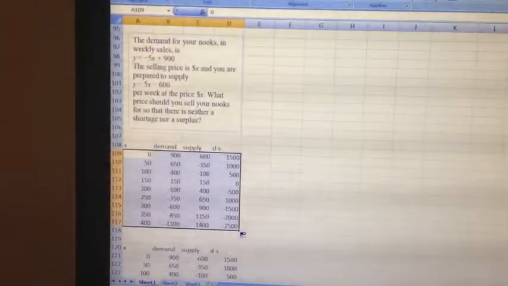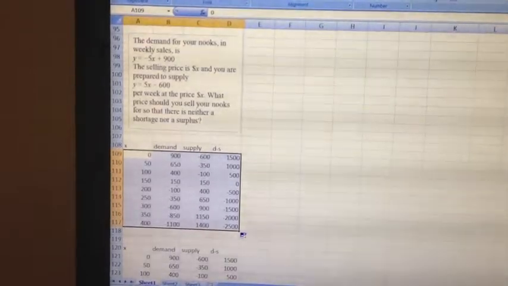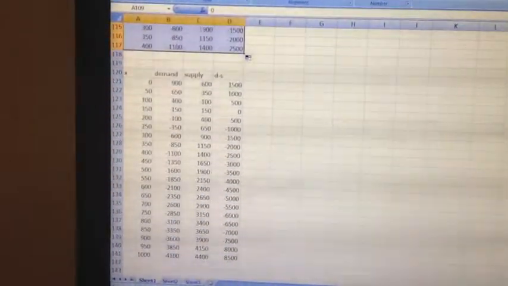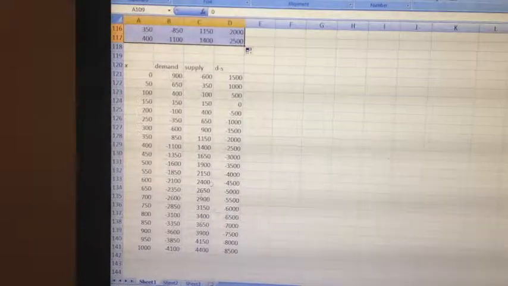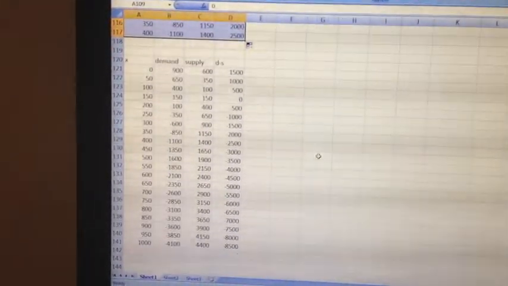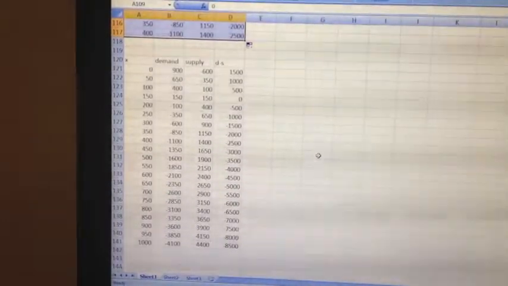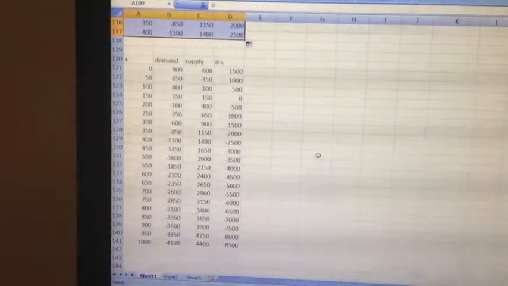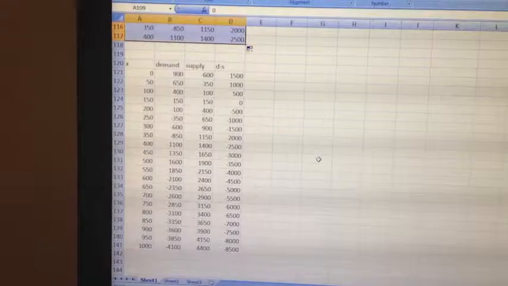So then we're going to go down to our full chart over here, which I made earlier. And this shows all the way up to 1,000 x. So we're looking for the point where there's no shortage and no surplus, which means that our demand equals our supply, or that our D minus S is equal to 0.